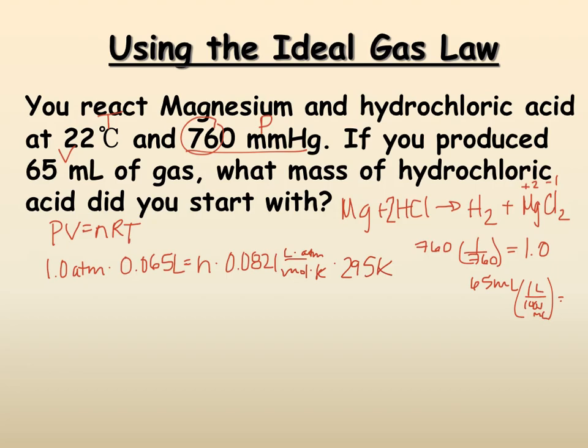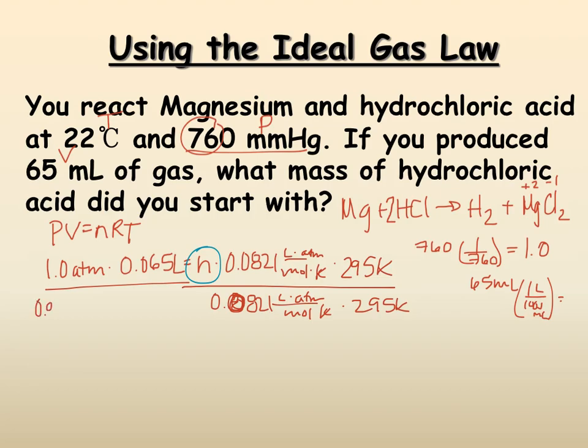Okay, so now I want to get my unknown by itself. So that means I'm going to divide out what's multiplied to it. 0.0821 liter atmospheres per mole Kelvin, and the 295 Kelvin, which means those have to go in over here. Yeah, that 0 in front of the 8 is a very important 0 because it definitely messes up your numbers if you leave that off.